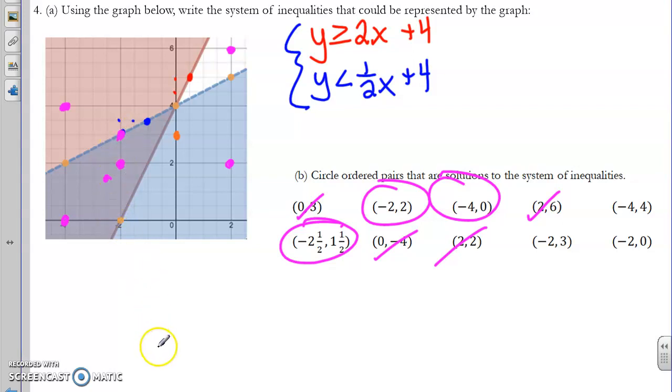Okay, so let's talk about him. He is on a line, but he's on a dotted line. That means you are not included. And then -2, 0. Okay, he is on a line as well, but he's on a solid line. So he counts. So the only ones that are solutions are the ones that are circled.